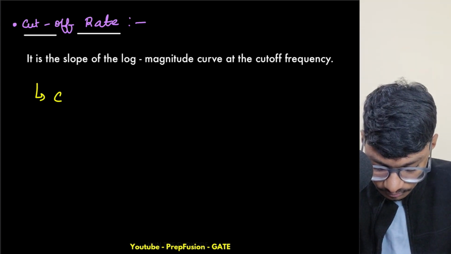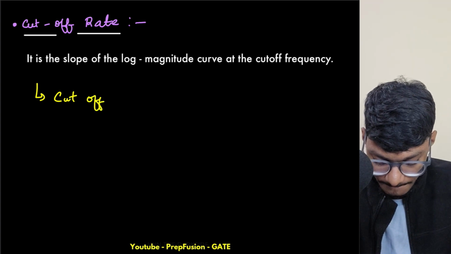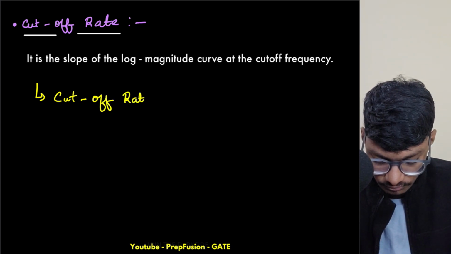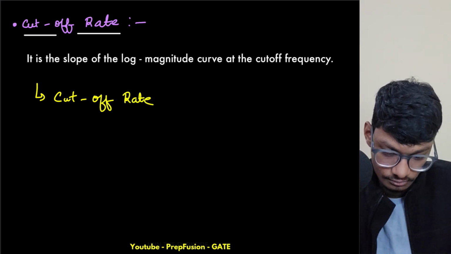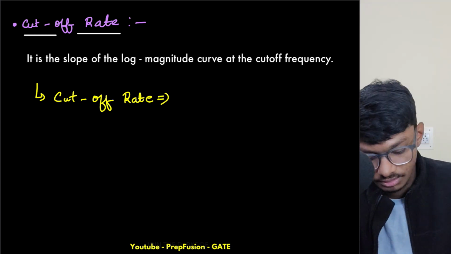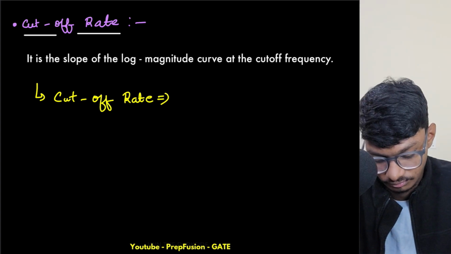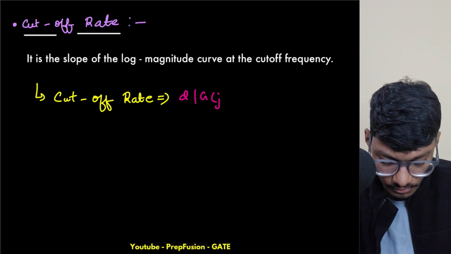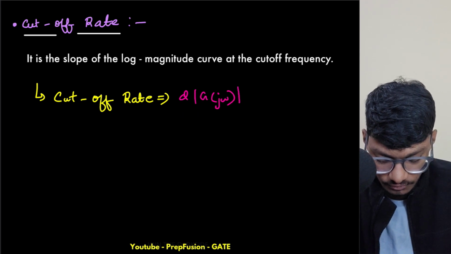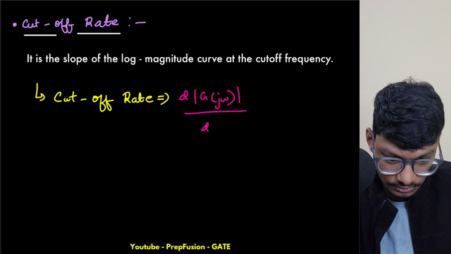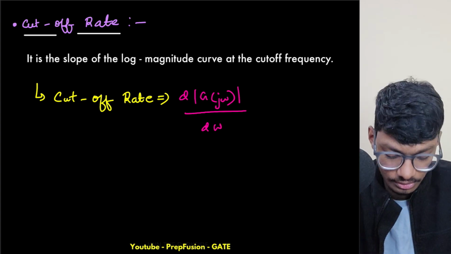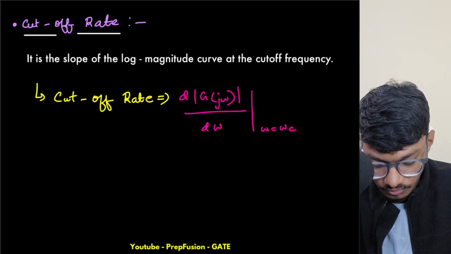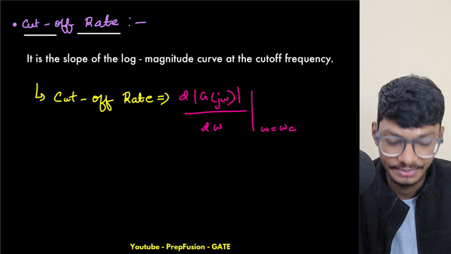So the cutoff rate will be equal to d of G by d omega at omega equals omega c. This is the mathematical representation of the cutoff rate.